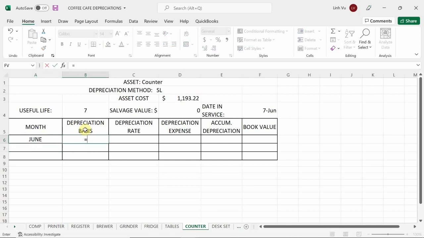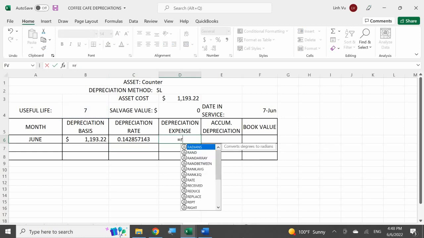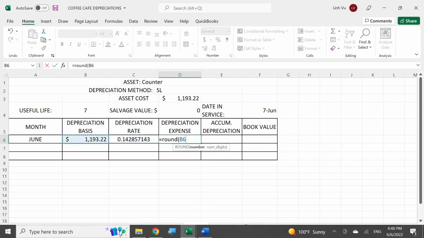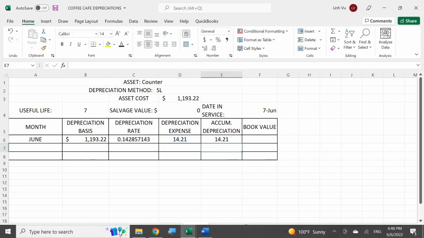Okay, basis is going to be your asset cost minus salvage value. Okay, and the rate is going to be 1 over the estimated useful life of 7. Okay, we're going to now calculate my depreciation expense. Okay, which is your basis times rate divided by 12 to give you $14.21 to depreciate for the month of June.